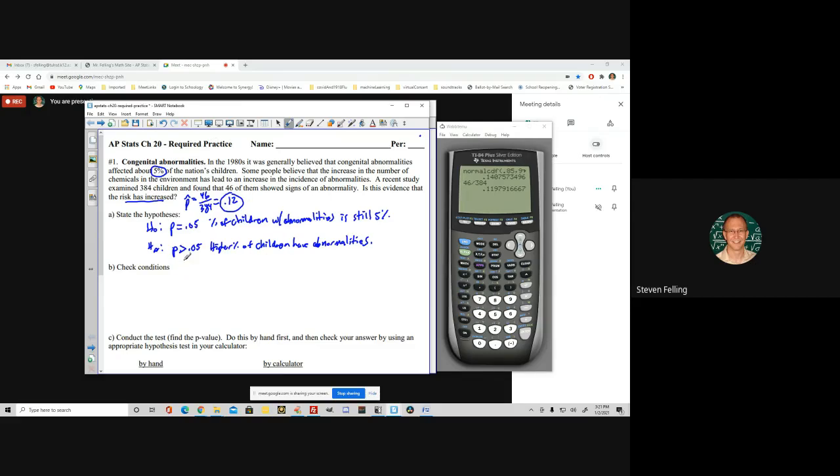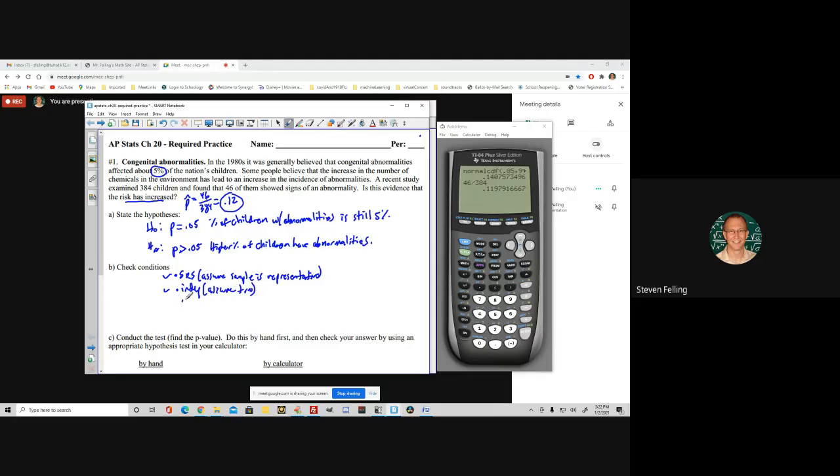So next thing we have to do is check conditions. So the first condition is we have to have a simple random sample or believe that the sample is representative of the population. It says a recent study examined 384 children and found that 46 of them showed an abnormality. It doesn't really say how that was collected, so we're just going to assume that the sample is representative. We always have to state a reason why we think a condition is met. Okay, we also have to have independence from child to child. Again, we're going to assume that this is true.